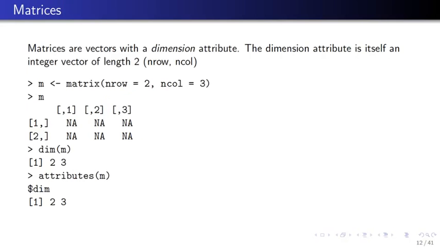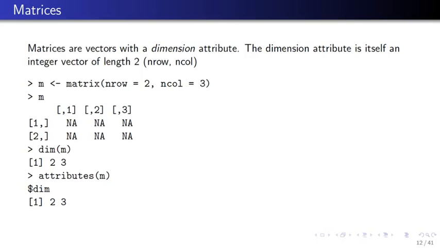Matrices are a special type of vector in R, so they're not a separate class of objects, but they're basically vectors that have an attribute called the dimension. The dimension attribute is an integer vector of length 2, where the first number is the number of rows of the matrix and the second number is the number of columns. I can create an empty matrix with the matrix function, and I can explicitly say how many rows and how many columns there are. This is not the only way to create a matrix, but it's one way.